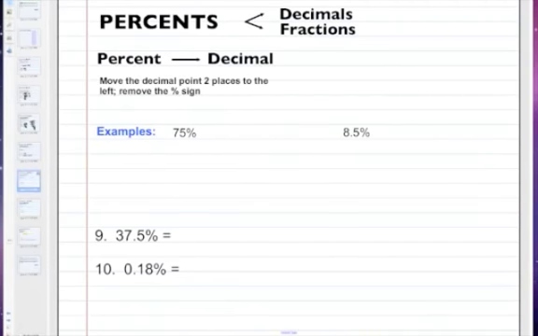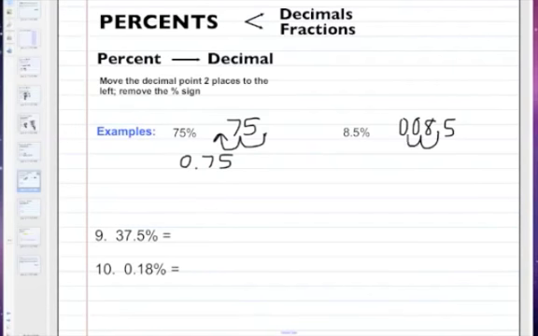Let me show you how this works. In 75%, if I remove the percent sign, I have 75 with the decimal sitting right there. I'm going to divide by 100 or move 2 to the left, so 0.75 would be the decimal. In 8.5%, I'm going to write 8.5 instead and take out the decimal point. And in this case, I'm going to put some zeros in front of the 8 since I'm moving to the left. Move 2 places to the left and I get 0.085 or 85 thousandths is the decimal that's equivalent to 8.5%.